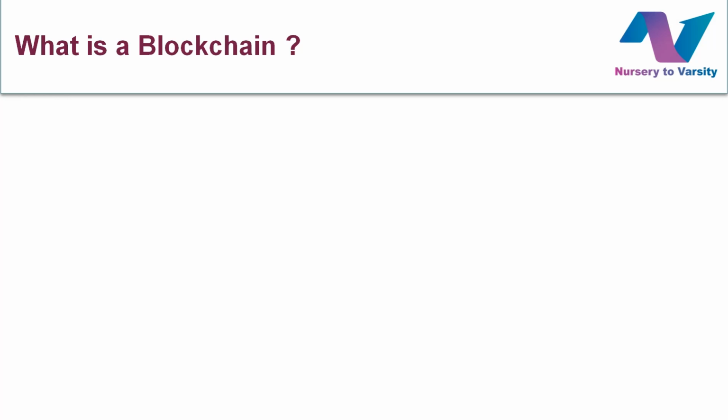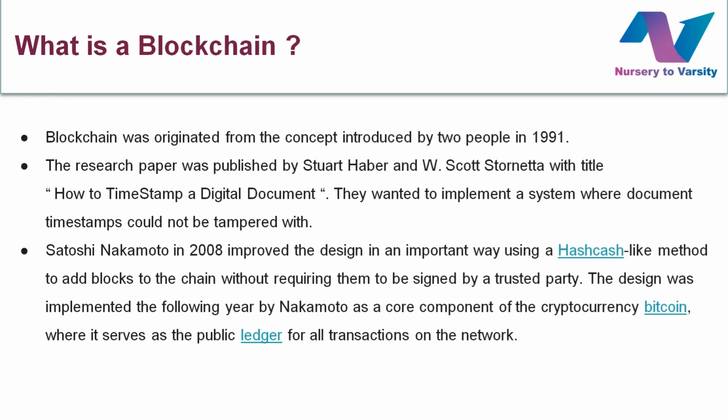Now, how the blockchain originated. So blockchain was originated from the concept introduced by two people in 1991 named Stuart Haber and W. Scott Stornetta. They published a research paper originally on how to timestamp a digital document, but the techniques that they used in this research were all covered under blockchain. Year by year the technology evolved, and finally Satoshi Nakamoto in 2008 published the research paper based on the term blockchain. So this was all the history of blockchain.